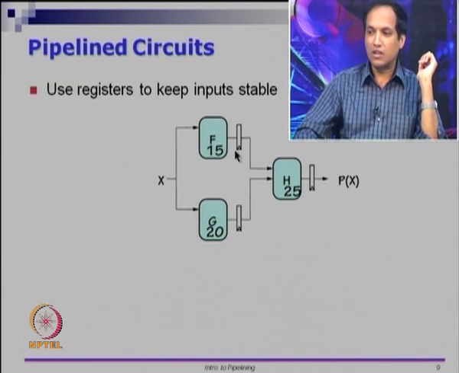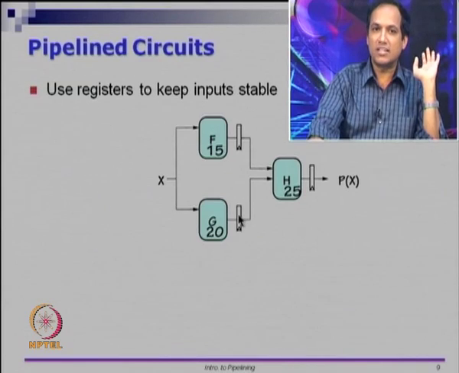Then when the clock pulse comes in here, it will take 25 time units to go to this register. Meanwhile, you can place the next set of inputs here, which will take 15 or 20 time units to process. They will wait here till the next clock pulse comes in and takes these inputs.